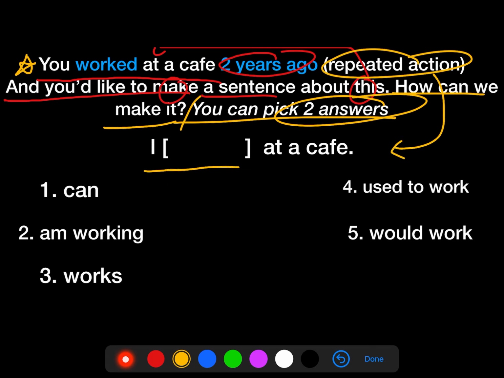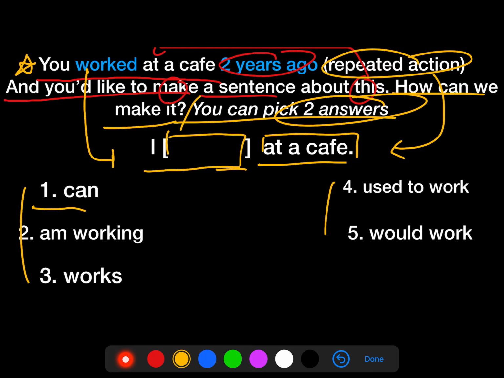Okay, let's have a look at this sentence. I ___ at a cafe. This sentence needs to be changed into the sentence with something. Then how can we do it? So we have 5 options here. I can at a cafe. I am working at a cafe. I works at a cafe. I used to work at a cafe. I would work at a cafe.